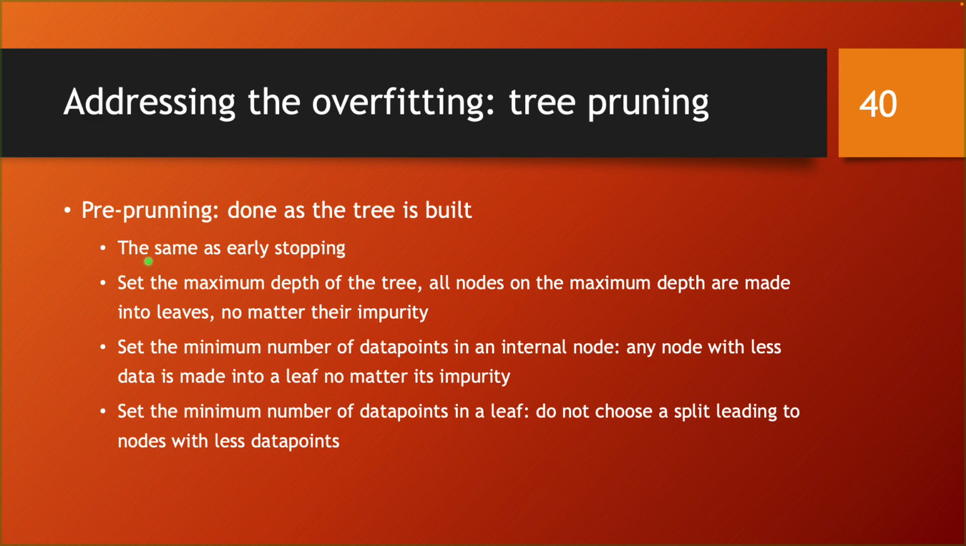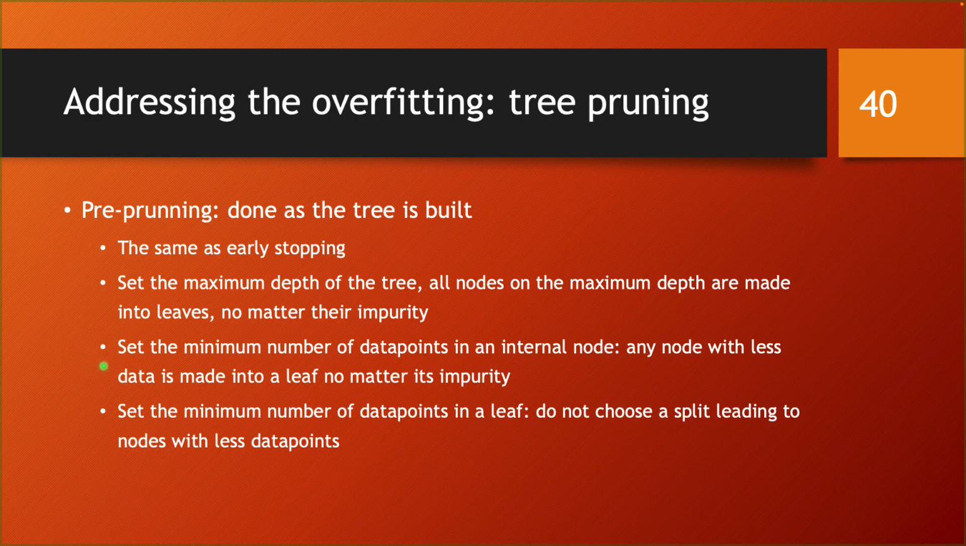So you don't let it go to the end until you reach only pure nodes as leaves, but you stop it earlier. And there are several ways in how to do that. For example, you can say from the very beginning, when you start training or building your decision tree, you set the maximum depth of the tree. So you are going to start from the root node, and you build additional layers in your tree, but you only do that until you reach the maximum depth. And then all the nodes on the maximum depth level are going to be made into leaves no matter what their impurity is.